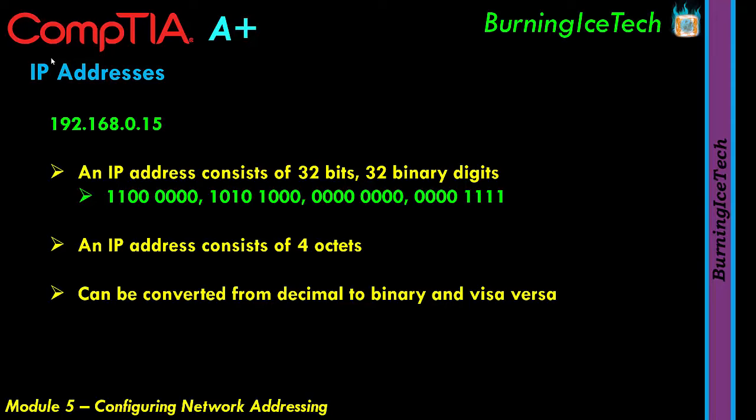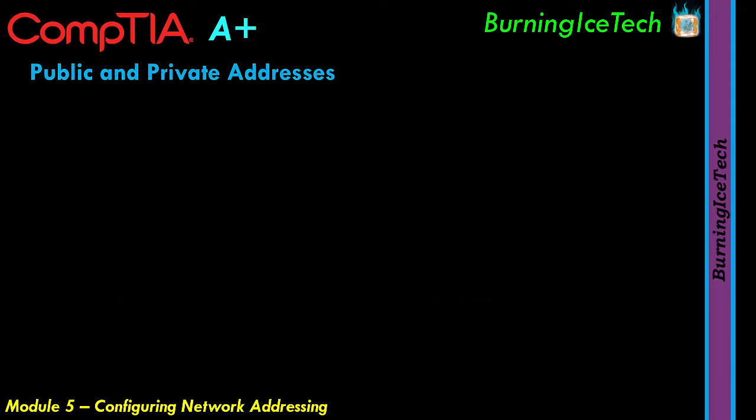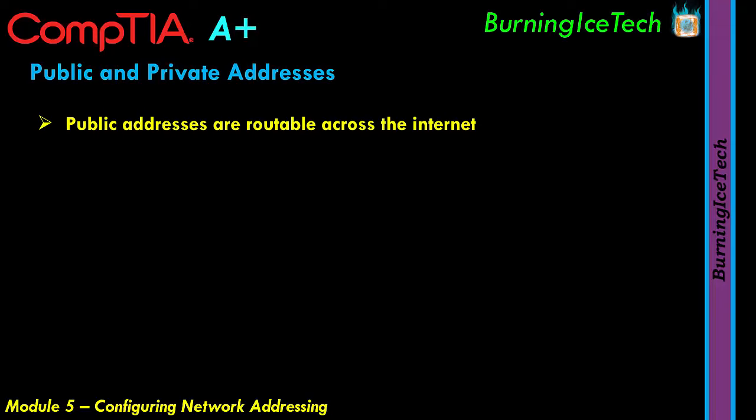All right, so let's move on to our next topic of IP addresses. That would be public and private IP addresses. Okay, so for those of you completely brand spanking new to this, a public IP address is a routable one across the internet. That is the kind of IP address you or someone would have when you go online and when you browse the internet to do whatever it is you guys do on the internet.